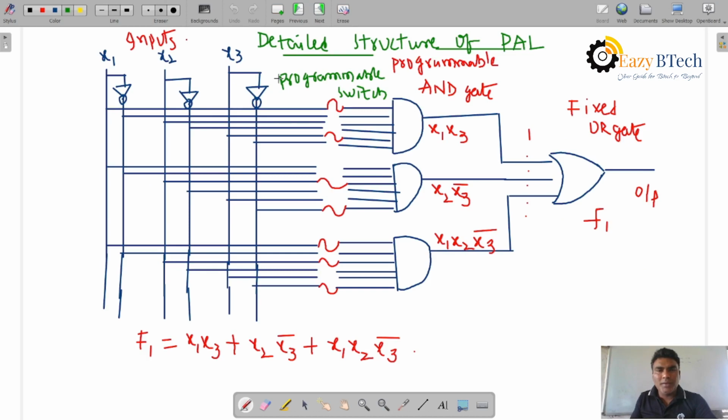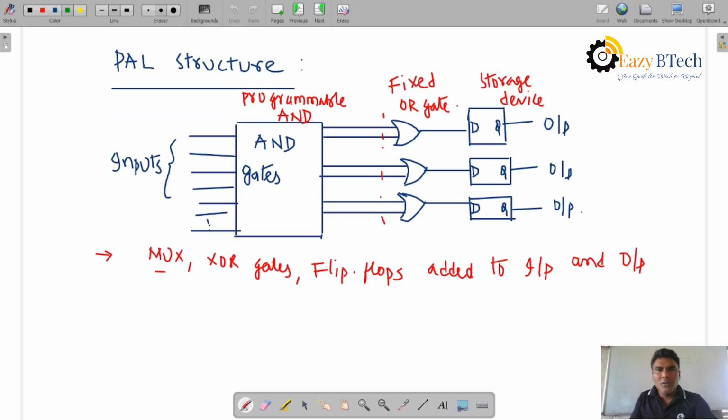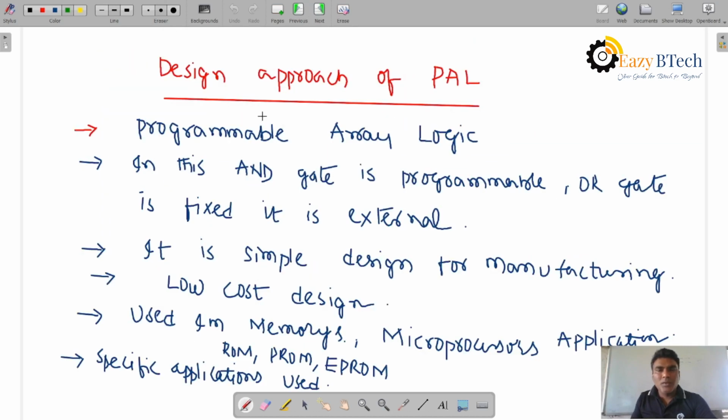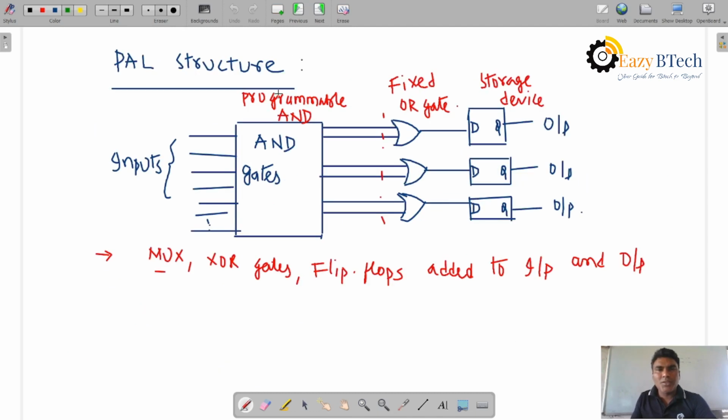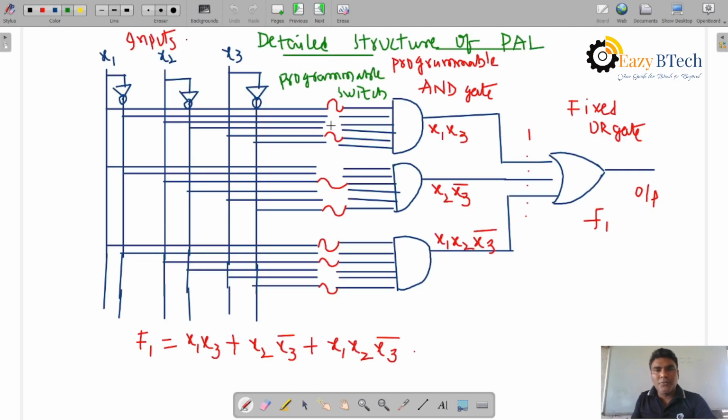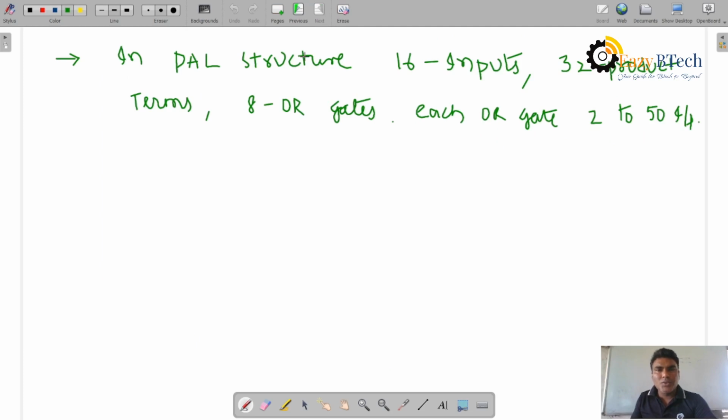You can explain it; it will be asked in the examination. You can write about what PAL is and where it is used. You can write the definition and all. Then the structure: the PAL structure, the detailed structure of fuse connections, and also the PAL schematic representation, the PAL schematic diagram.